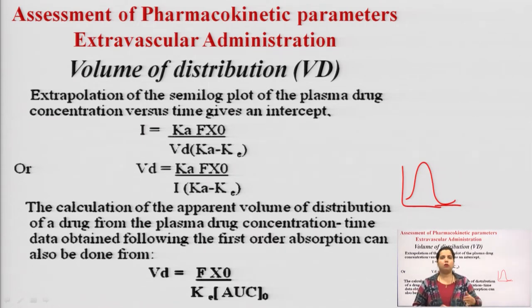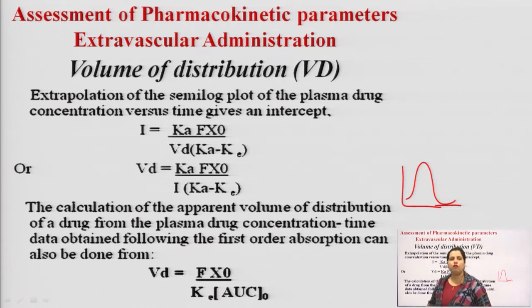Extrapolation of the semi log plot of the plasma drug concentration versus time profile gives an intercept I, so we get the equation I = Ka F X0 / VD (Ka - Ke). You remember the Cartesian plot and the semi log plot; now we are talking about the semi log plot. Ka and Ke are the absorption and elimination rate constants respectively. Simplifying, VD = Ka F X0 / I (Ka - Ke).